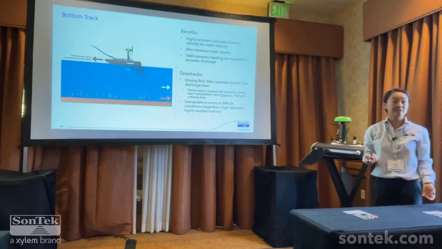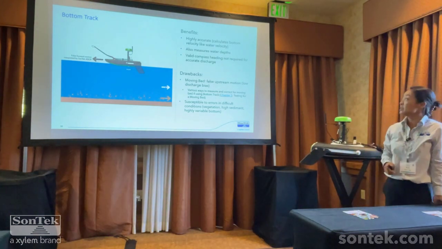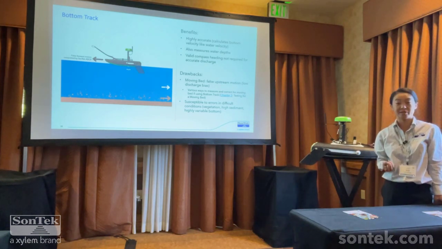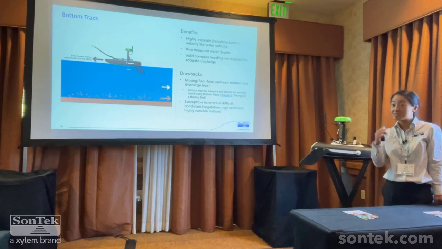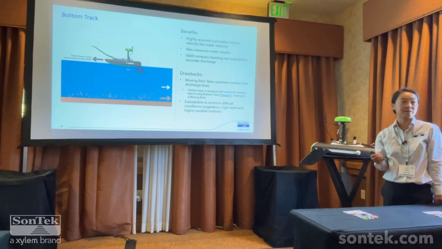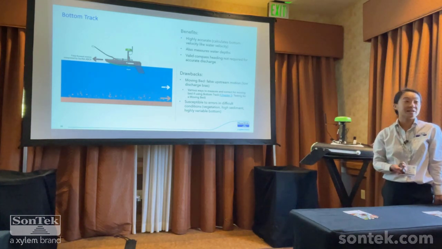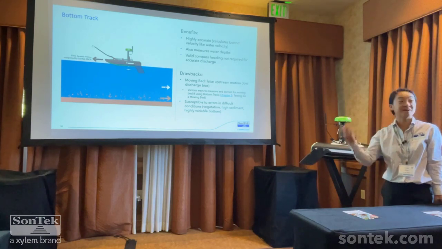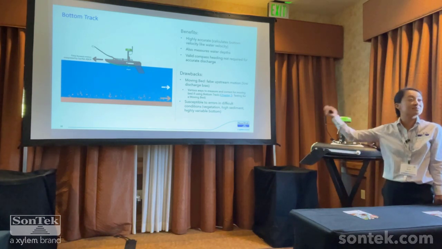One nice benefit to using bottom track only is that you actually don't need a valid compass heading in order to get your final Q value. Your velocities might look a little bit different, but the math turns out that you actually don't need a valid compass heading. So if you're at a site where you have magnetic interference from a bridge, for example, for some reason you can't calibrate your compass properly, or you forgot to calibrate your compass, you can still get away with using bottom track.